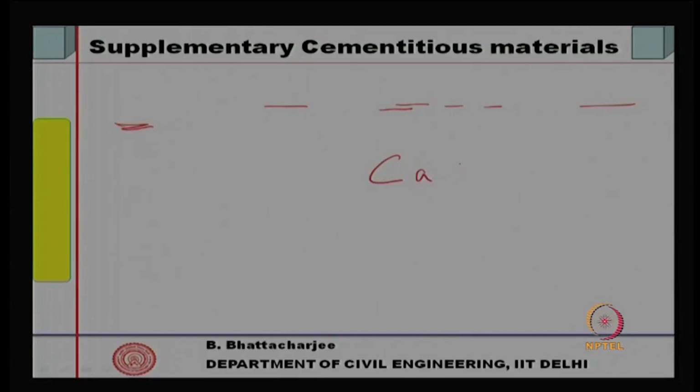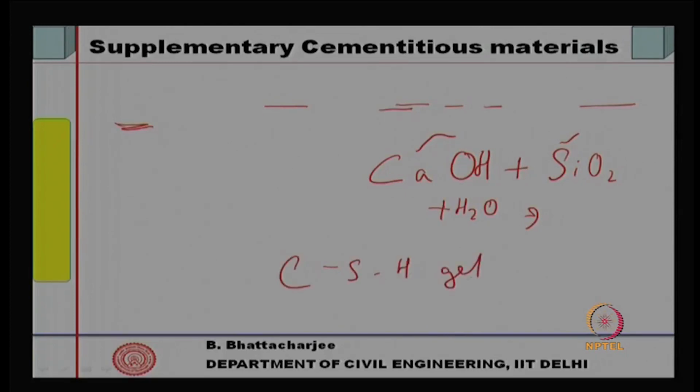Lime surki construction has been pretty well known. Similarly, volcanic ash with lime can also react and produce cementing material. Now, these materials are nothing but, you see, lime is calcium hydroxide plus the silica or alumina in presence of water. So, you see the same ingredients as the cement. So, actually they produce CSH gel.